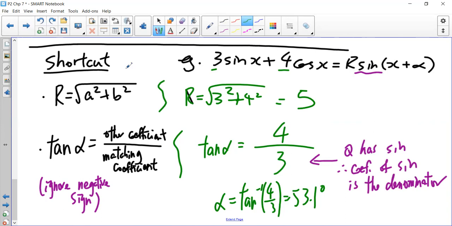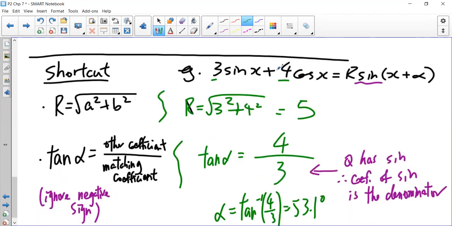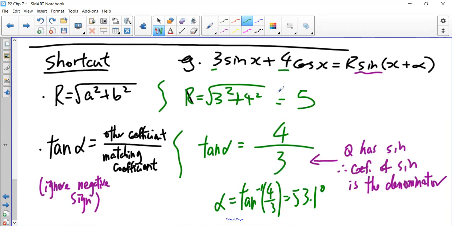One more thing. What do I mean by ignore negative sign? It means if it's 3 sin x minus 4 cos x, you will ignore the negative completely. So you just still put 4/3. If there's a minus in there, it doesn't matter. Why? Because if there's a minus in there, the question will have shown you the minus. So the minus will be taken care of naturally by the question. So you don't have to worry about a negative. So again, ignore the negative sign, otherwise your answer will be out of the range of between 0 and 90 degrees.